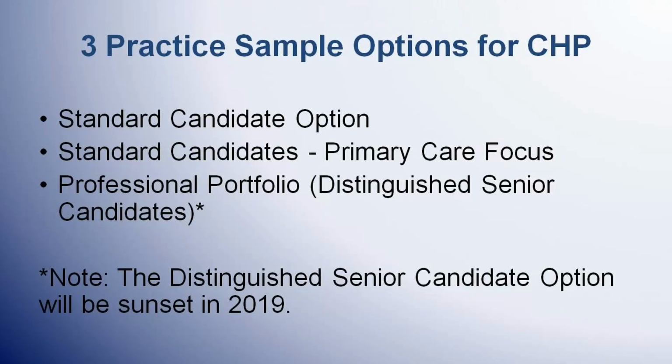What you need to know is that there are 3 practice sample options for clinical health psychology board certification. There's the standard candidate option. There is the standard candidate option with a primary care focus. We'll talk a little bit more about what that means. And then last, there is a professional portfolio, which is called the Distinguished Senior Candidates option. However, it's important to note that this option is actually sunsetting in 2019. So for those of you that are new to this process, you won't even have to worry about this.